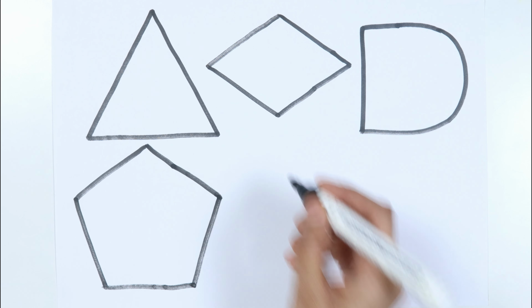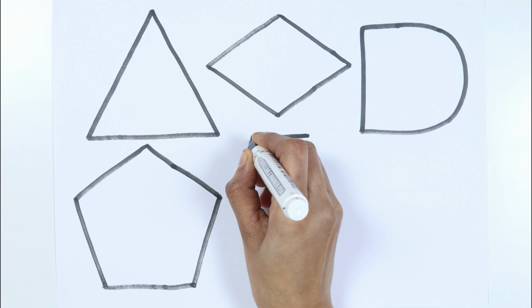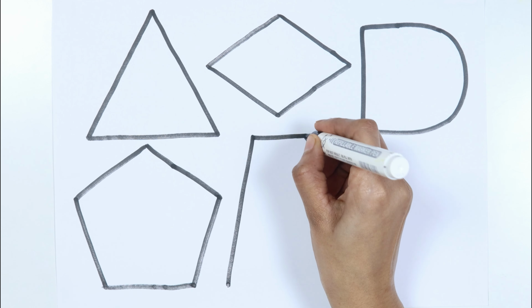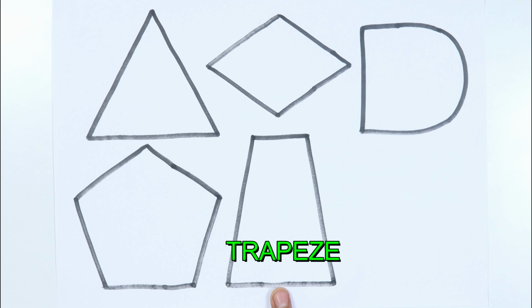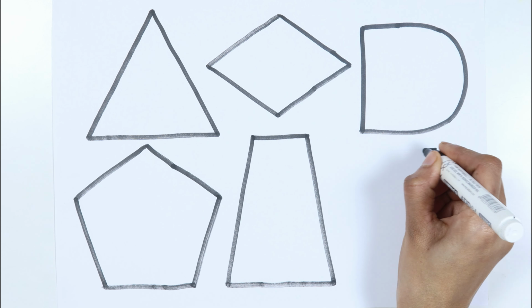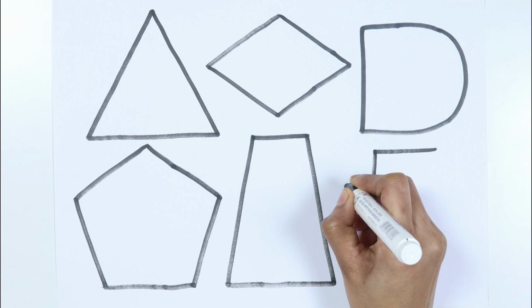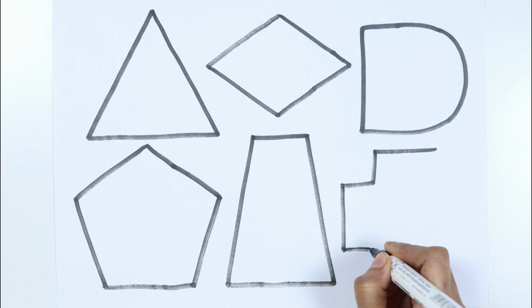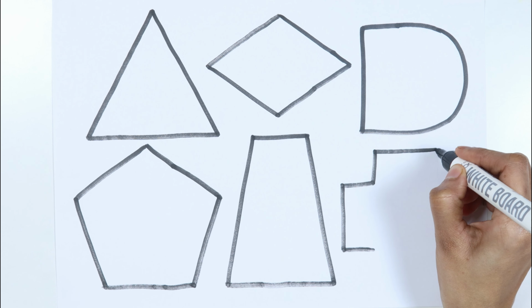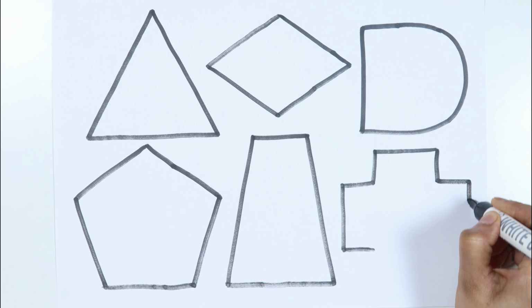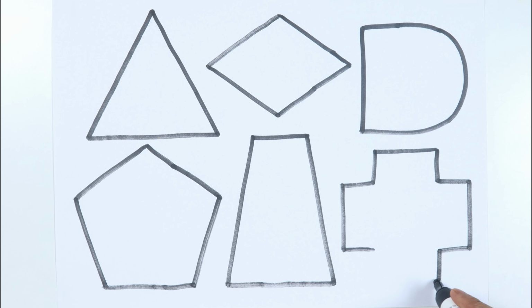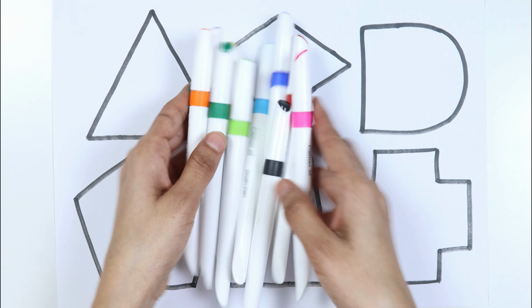Pentagon. Blazing sun is gone when nothing shines. Trapeze. Then you show your little light. Twinkle, twinkle all the night. Twinkle, twinkle. Cross. Let's learn some colors.